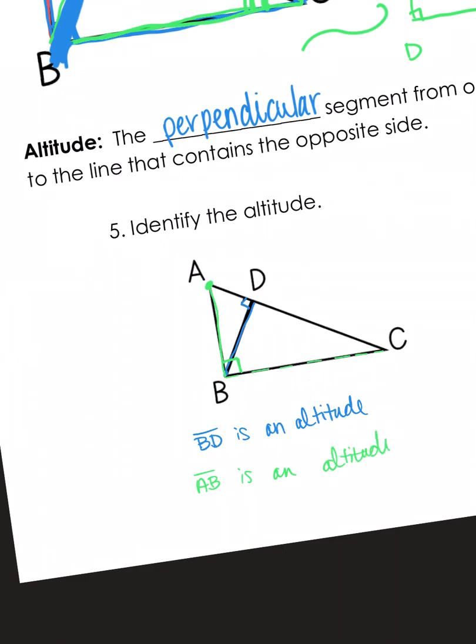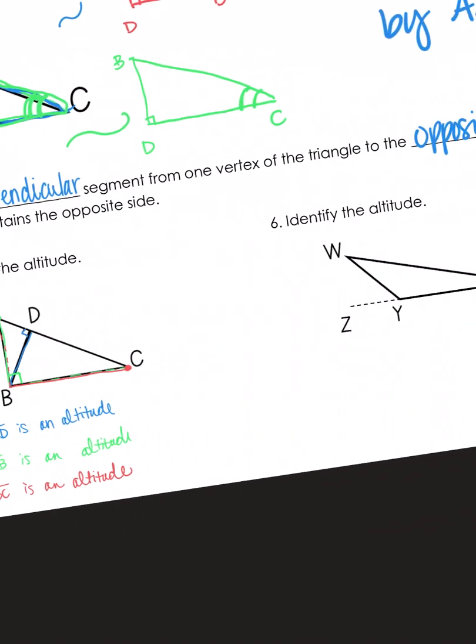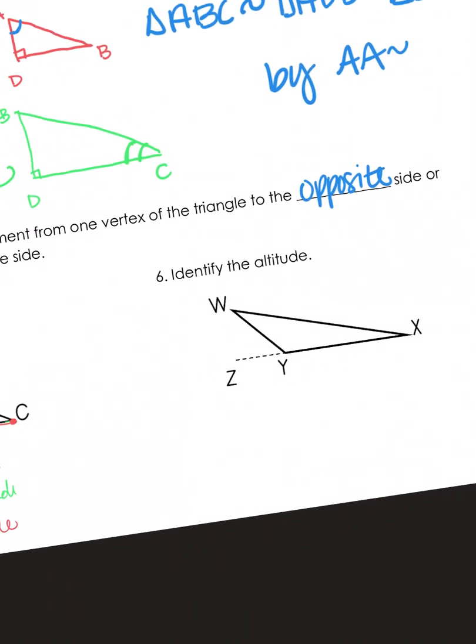And we can do the same thing with C, right? If we're starting at vertex C and we need to be perpendicular to AB, we go down the leg of the triangle and find that BC is also an altitude. All right, so that's what happens in a right triangle. Now, if it's obtuse.